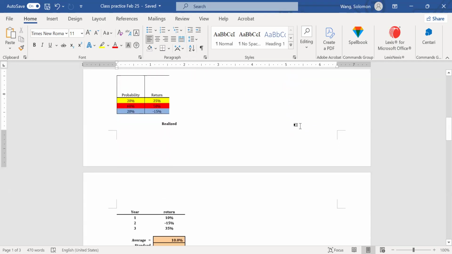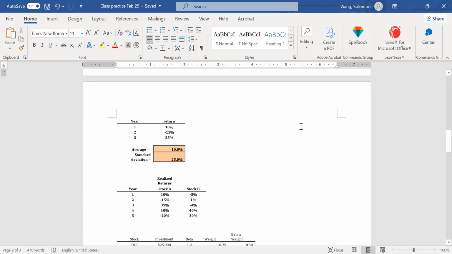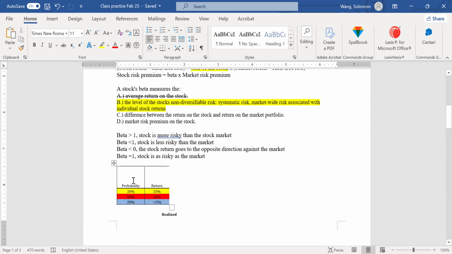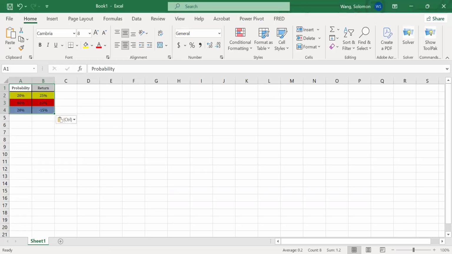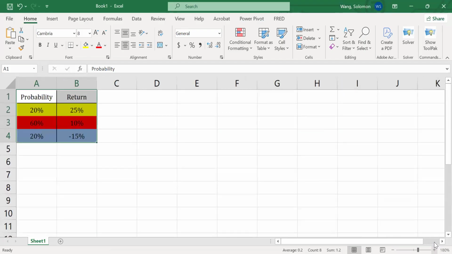All right, then the rest part of this class practice is about calculation. And once again, you need Excel to do calculation. So let me start with an easier one. Let's see, share Excel. Okay, so I just copy paste this practice question right here.